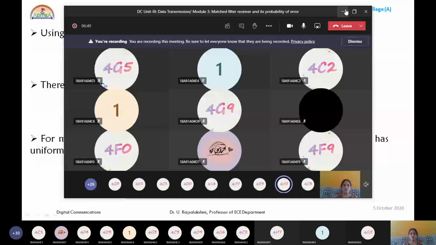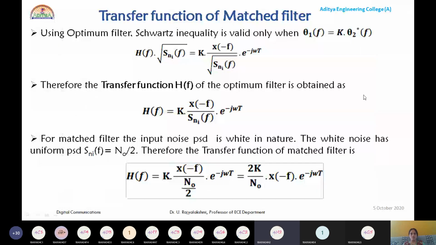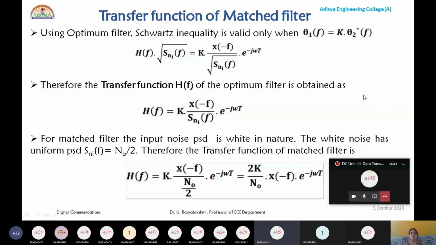Integration from minus infinity to infinity of theta 1 of x into theta 2 of x, whole square, is less than or equal to integration from minus infinity to plus infinity of modulus of theta 1 of x whole square dx, into integration from minus infinity to infinity of modulus of theta 2 of x whole square dx. Okay, very good. So you can conclude that this Schwarz inequality is valid in both the time domain as well as the frequency domain.